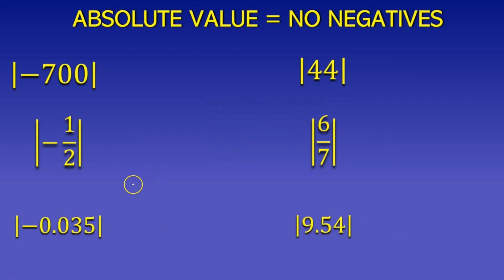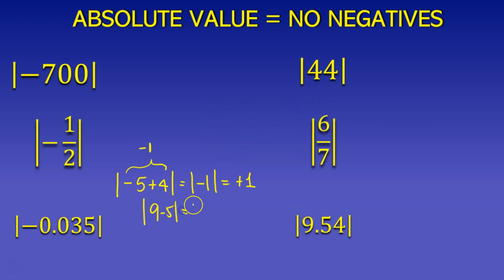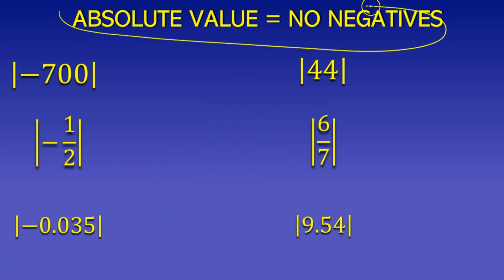Sometimes you also find problems where you have operations inside the absolute value. So for example, minus 5 plus 4. You just have to solve whatever is inside the absolute value and then give the answer of the absolute value. So minus 5 plus 4 is minus 1. And then the absolute value of minus 1 is positive 1. The absolute value of 9 minus 5: 9 minus 5 is 4, and the absolute value of 4 is plus 4. Again, the absolute value means no negatives.